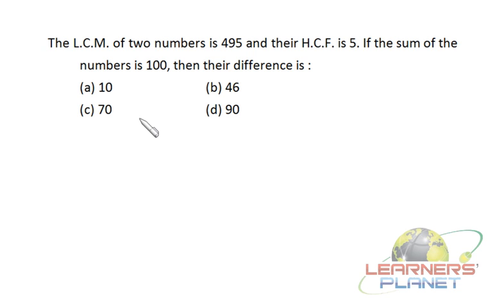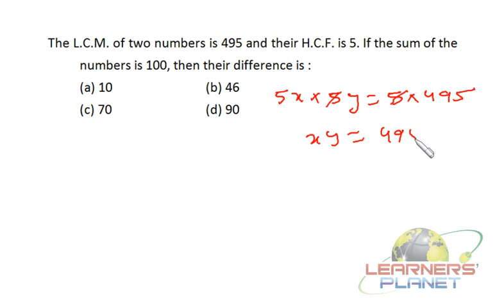Now let's see this problem. The LCM of two numbers is 495, their HCF is 5, and the sum of the numbers is 100. Then we have to find their difference. Okay. Now let the numbers be 5x and 5y. Since HCF is 5, we can assume the numbers to be 5x and 5y. Now the product of the numbers is equal to their HCF into their LCM. So 5x into 5y is equal to 5 into 495, so xy is equal to 495 by 5, that is 99.